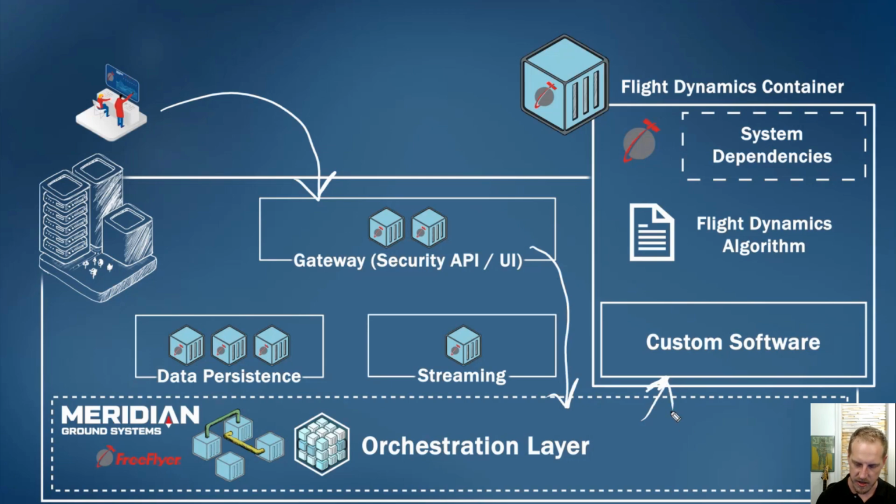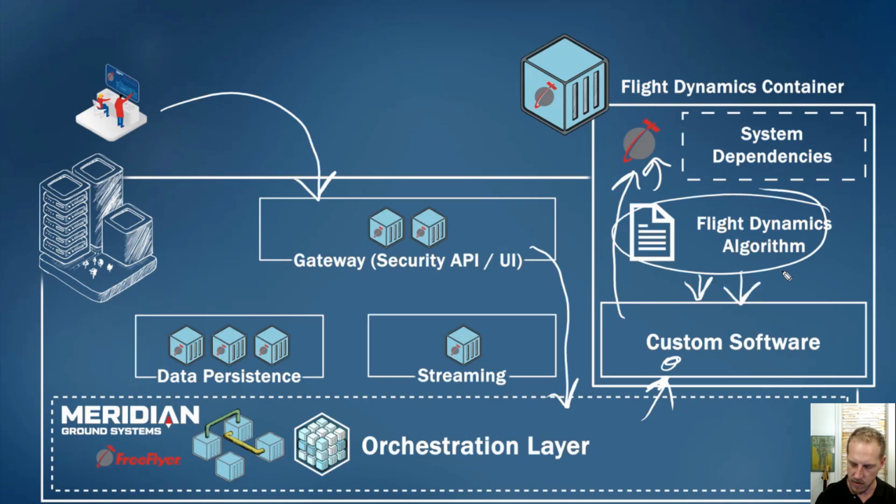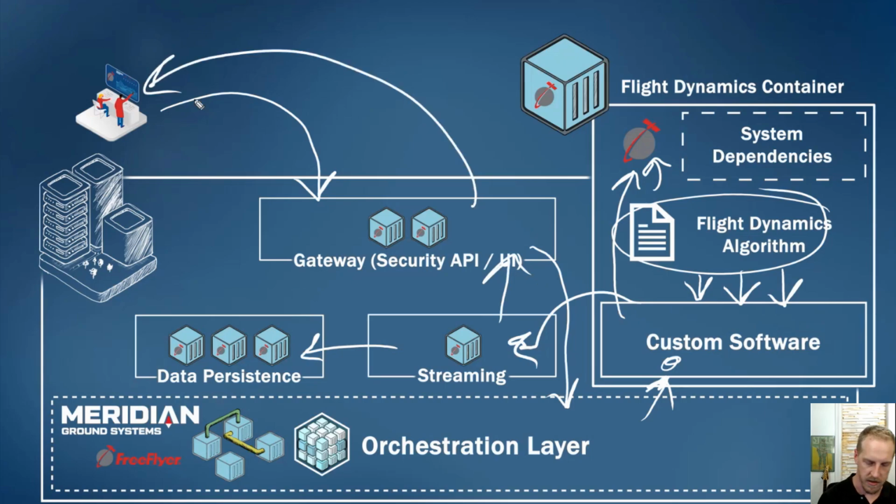And what it's doing is it's reaching out, starting the container, and then communicating with this custom software. Custom software says, okay, FreeFlyer, I need you to go ahead and load this algorithm in. And then as the algorithm runs, FreeFlyer and the algorithm will continue generating data that goes back into our custom software. Our custom software will stream that back, and the rest. It goes back into our data persistence, back into our API, and back to the user.